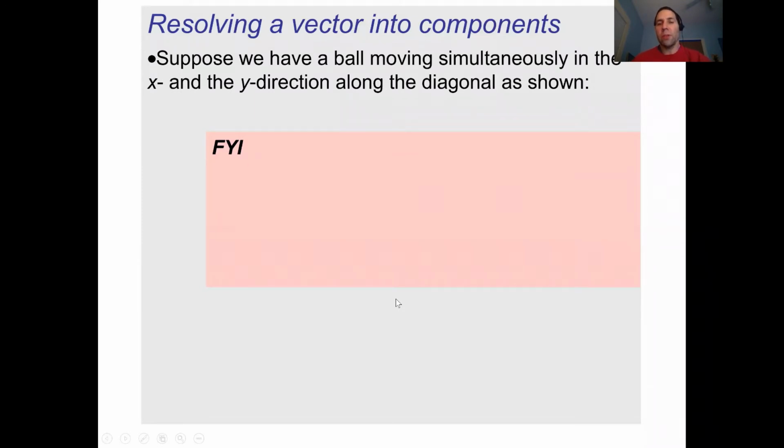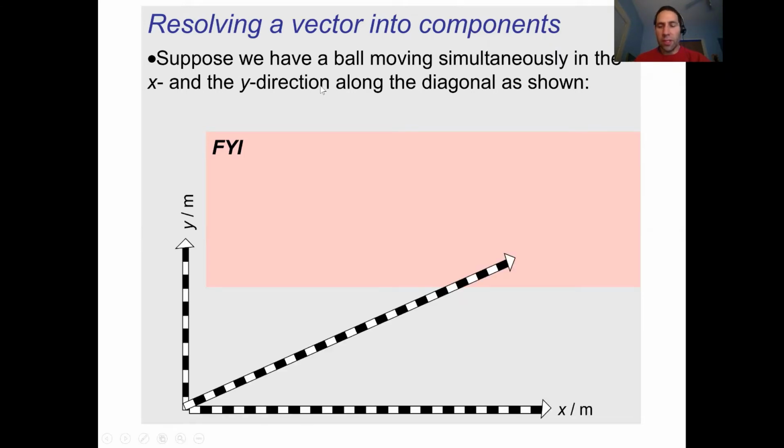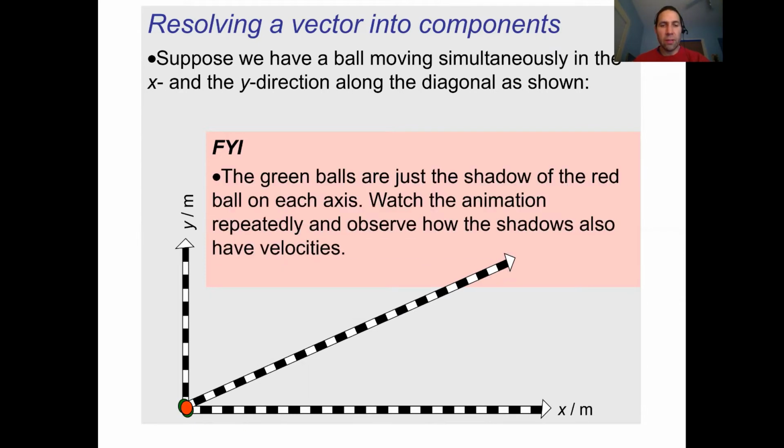Suppose we have a ball. I'm going to start with a scenario here. Suppose we have a ball that's moving simultaneously in the X and Y direction, and a diagonal as shown. So you can see there, you've got this ball that starts out, and I'm starting it at the origin of my coordinate system. And notice what happens here.